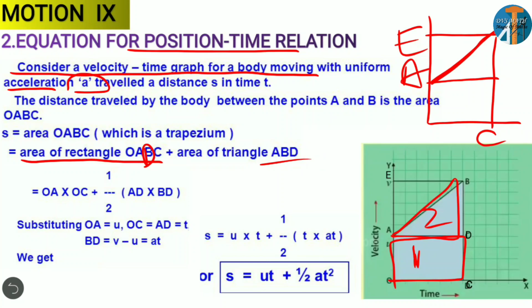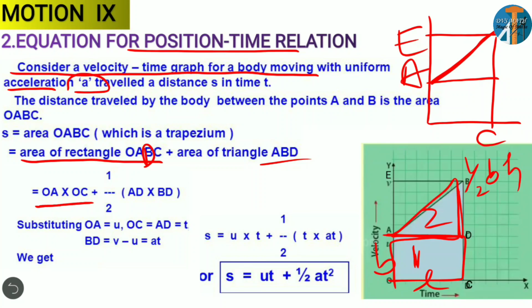Now what is the formula for area of a rectangle? Length into breadth, right? So length into breadth means OC into OA, or OA into OC. Plus, the area of a triangle is half into base into height. What is the base? AD. Height is BD. So half into base into height.